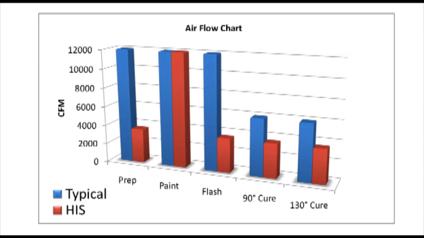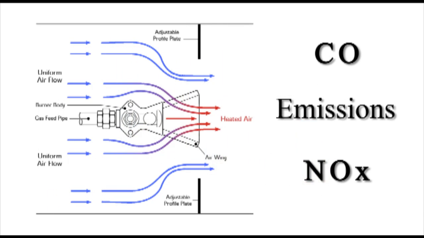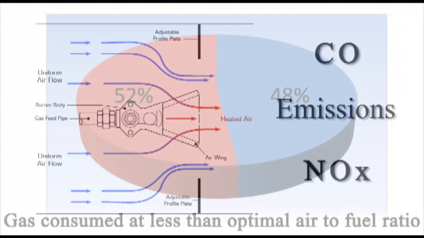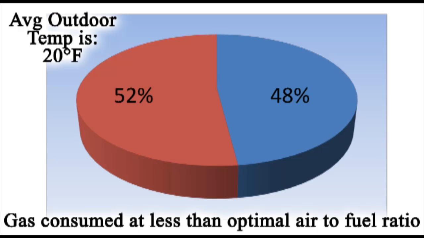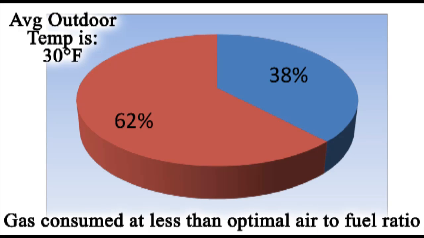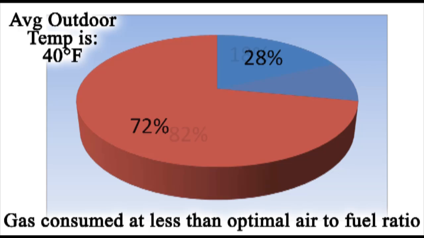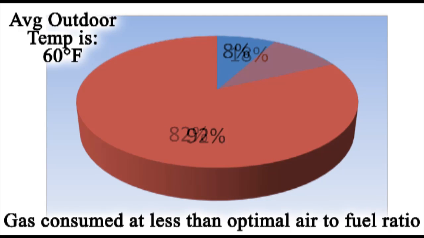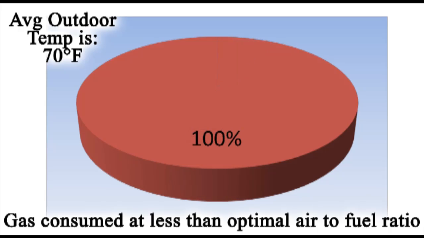In the sample booth, that would be 12,000 cubic feet per minute. So when the speed is reduced by 50% during the curing process, the air-to-fuel ratio becomes far from optimum. On cold days, the gas flow may even exceed the operational range of the burner. On a 20-degree day in the sample booth, 52% of the gas is consumed at this less than optimal air-to-fuel ratio, and it increases to 100% during the warmer days when the burner is only used for curing.